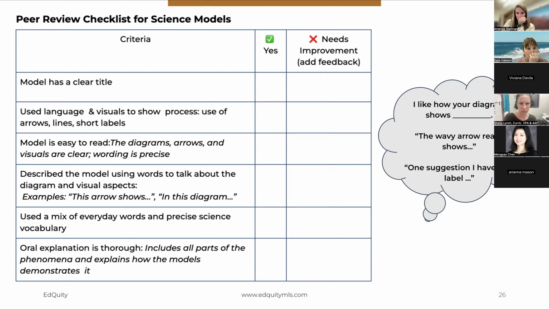So this is a type of peer review checklist. You might have students kind of give feedback on their models. Is it clear? Is the use of arrows make sense? And then, of course, provide some sentence starters to apprentice them to the ways that we want them to talk about their work.